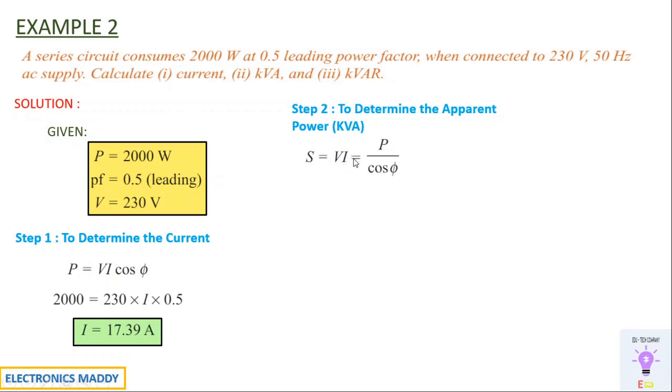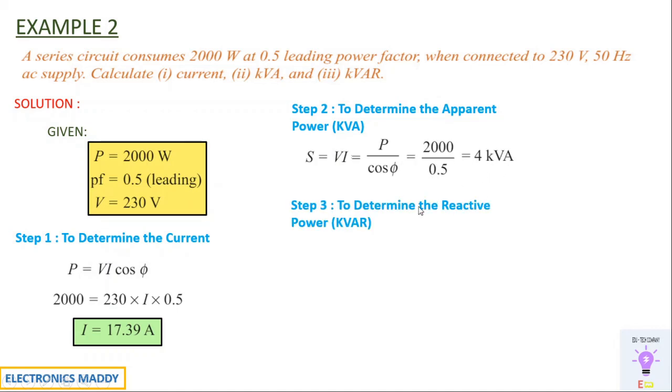Can we represent this as P by cos phi? Because from this equation, V I can be represented as P by cos phi. Why am I representing it in this particular fashion? We can directly find the values, or in other words we can multiply the voltage and current that is found out as well. There are two ways in which we can do this, but just to give you an overview, if they have not given us the value of V and I and they've given only these two values, you can find it in this particular fashion. So S is found to be equal to 4 kVA.